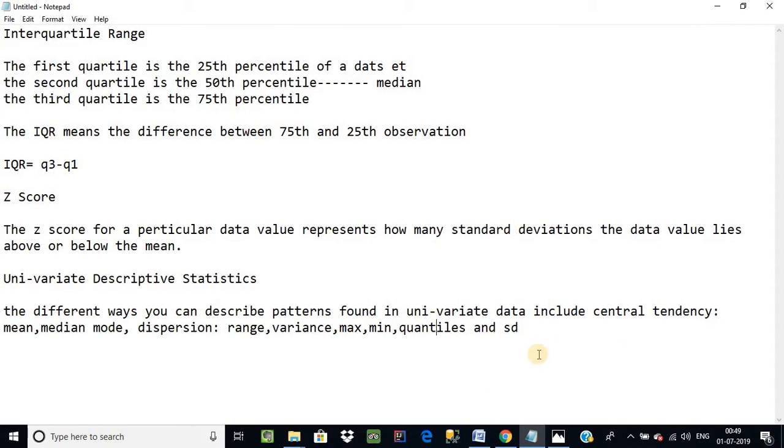Okay, now we'll discuss bivariate analysis. But what is bi? Bi means two.